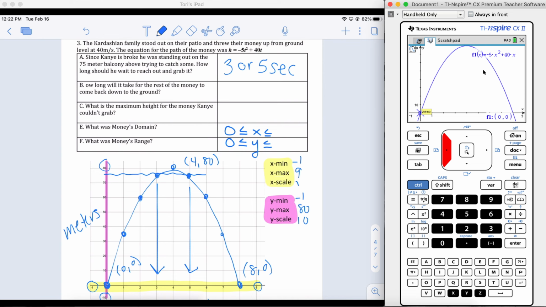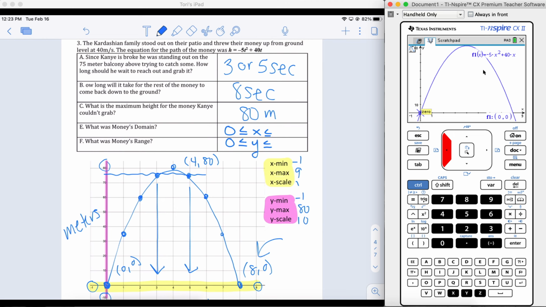Okay. Next question is supposed to be an H, so how long will it take for the rest of the money to hit the ground? That's a time question. That's talking about the 8, so 8 seconds. What is the maximum height for the money? Remember, height is my Y value. That's the 80. And my units are meters. You can put M or you can put meters. It works either way for me.